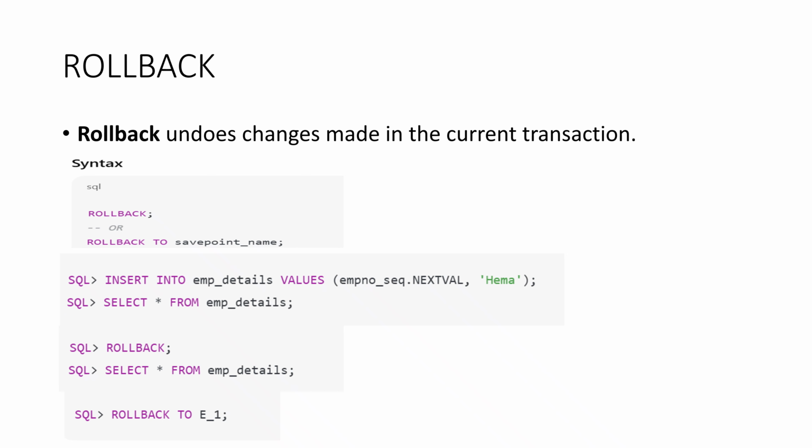Rollback. Rollback is used to undo changes made in the current transaction. If we insert or update data by mistake, we can use rollback to cancel the changes. There are two types. Rollback: this undoes all changes in the transaction. Rollback to savepoint name: this undoes changes only up to a particular savepoint. So rollback helps us to recover from mistakes before committing.